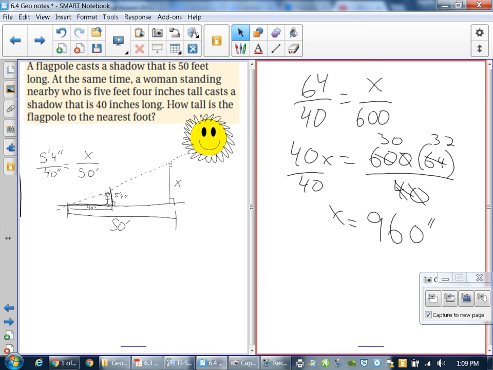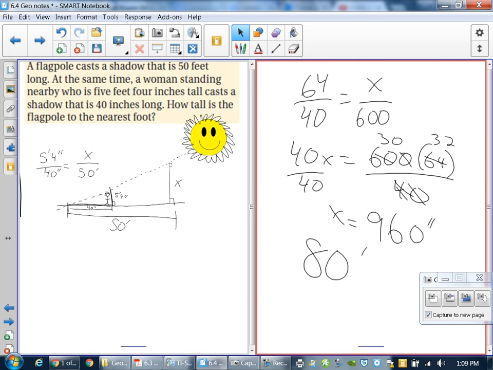Okay. The question asked us, though, I believe it said round it to the nearest foot. Convert it back to feet by doing what? Not times 12. Divide by 12. Divide that by 12, and how tall is your flagpole? 80. It's 80 feet tall.